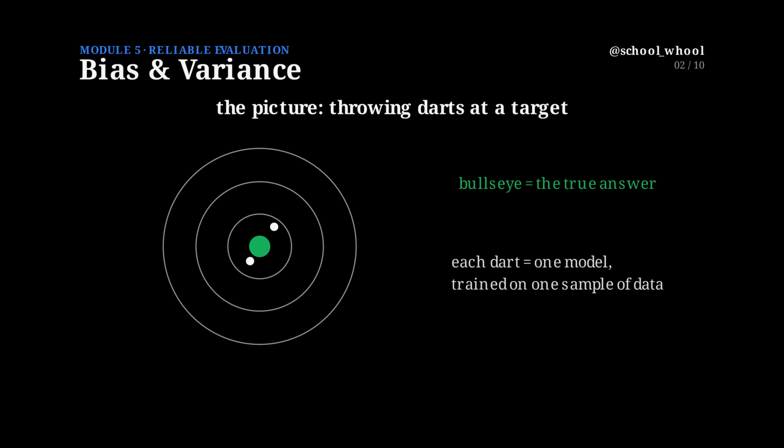Now, each dart is one model, trained on one particular sample of data. If we gather data again, we'd get a slightly different sample, and a slightly different model, another dart. Where the darts land tells us everything.